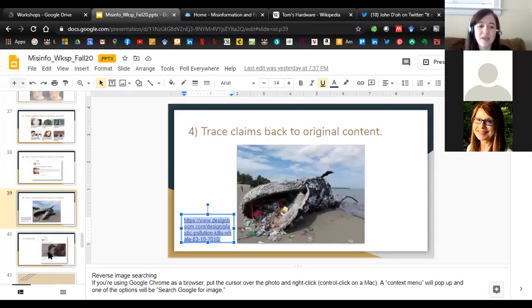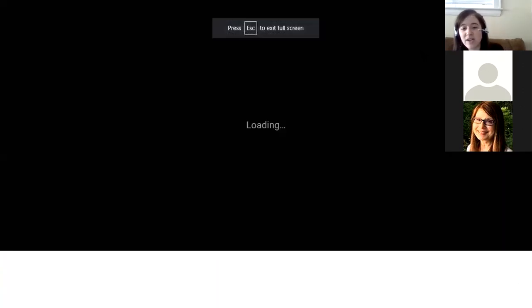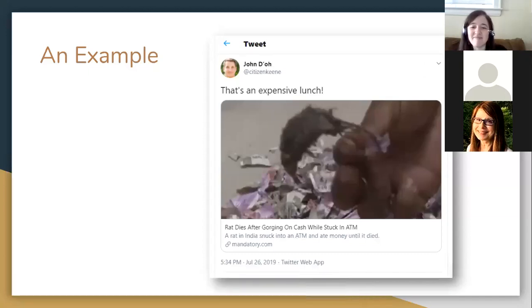Before we wrap up, I just want to return to the example we had at the beginning, and maybe you all can give me some ideas of what you might do now to fact check this example. So here is our rat that has eaten so much cash in an ATM that it died. First of all, how does this particular story make you feel? Does it make you feel any strong emotions of any kind? Okay, grossed out. Same. Disgusted. Maybe like, whoa, did that really happen? That's really gross. And kind of sad.